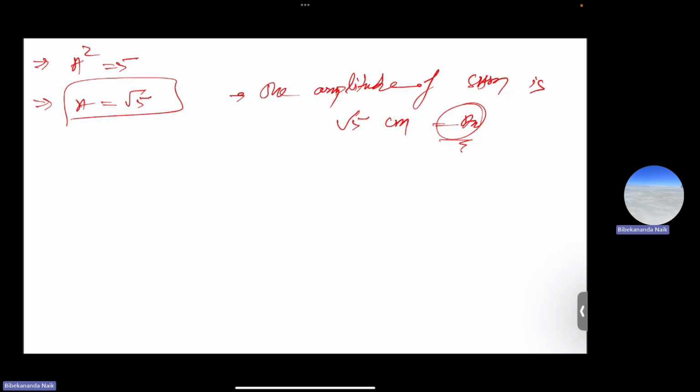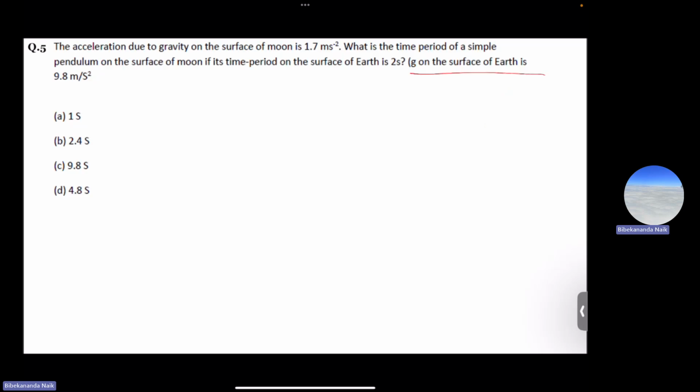Question number 5 says the acceleration due to gravity on the surface of moon is 1.7 meter per second square. What is the time period of a simple pendulum on the surface of moon if its time period on the surface of earth is 2 seconds? So g on the surface of earth is 9.8 meter per second square, and g on the surface of moon is 1.7 meter per second square.